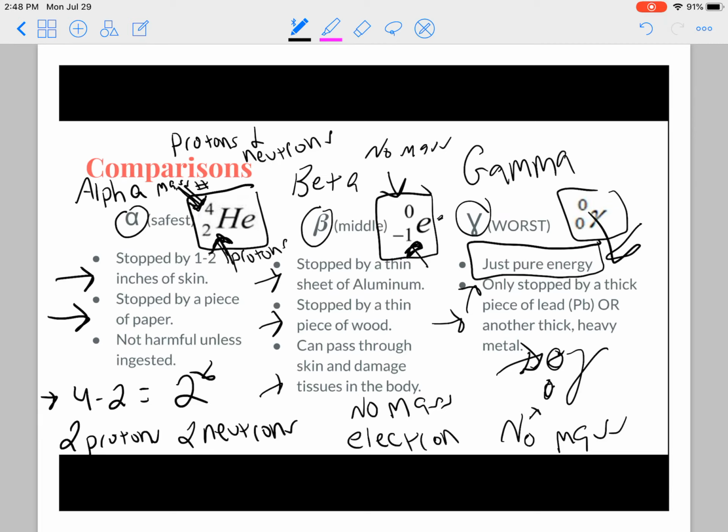Okay, so use this knowledge that you obtain from this review to help you answer these questions correctly on the flashback.